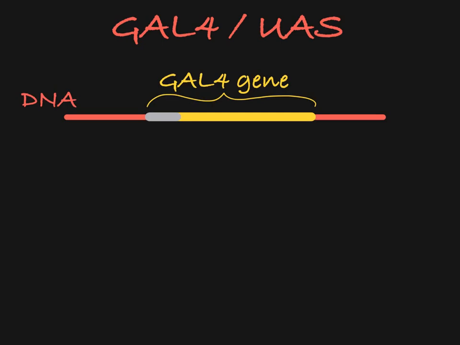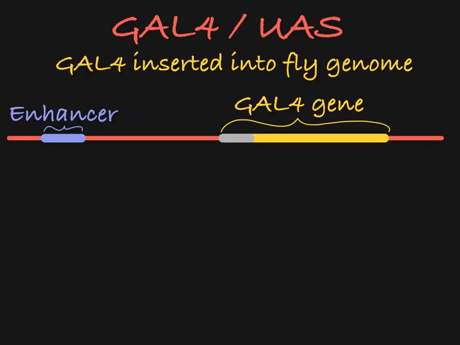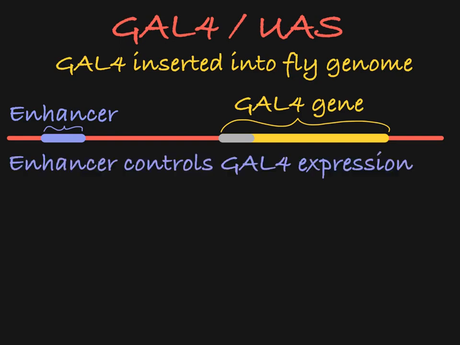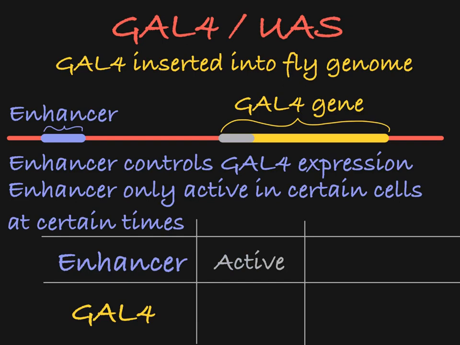The GAL4-UAS system is made up of two parts. The first piece of the puzzle is GAL4, a gene normally found in yeast. It encodes the transcriptional activator protein GAL4. This gene will be inserted into a fly genome, placed under the control of a native enhancer. So when this enhancer is active, GAL4 is expressed, and when the enhancer is inactive, GAL4 is not expressed.